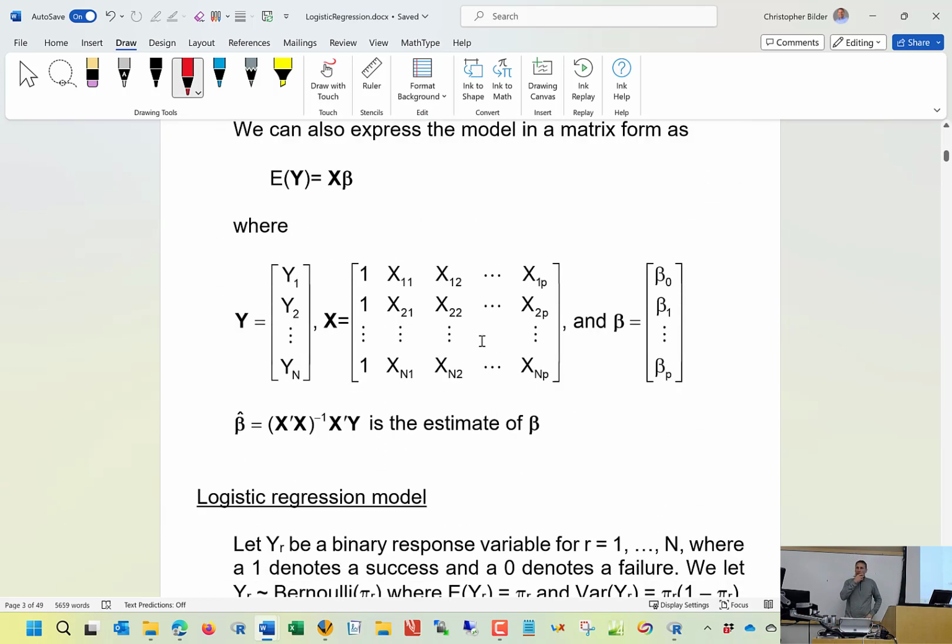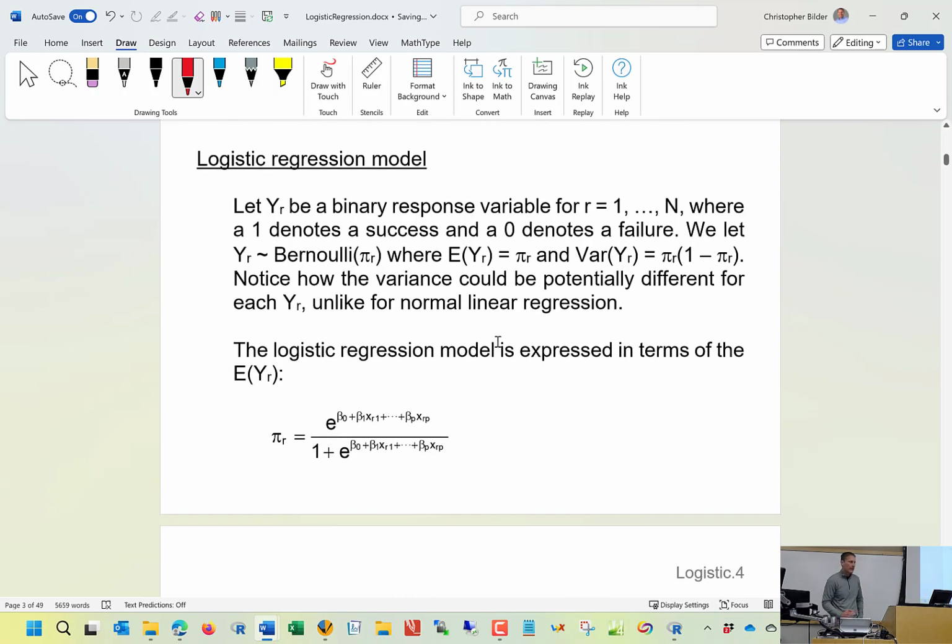What we saw from the matrix algebra part of the course is that we can put all this stuff into matrices. And so to find the least squares estimates for the betas, let's say if I have all my betas in a vector called beta, the estimate of beta is called beta hat. All I need to do is take (x prime x) inverse, x prime y, and voila, we get our least squares estimates. Okay, now let's talk about logistic regression.